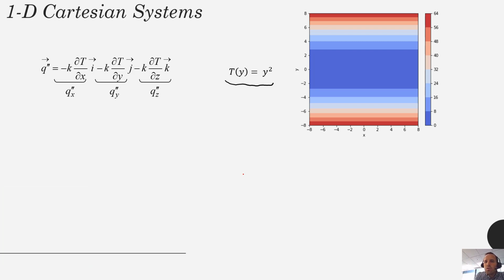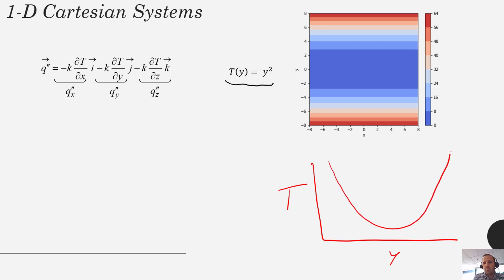So if we traverse this plot in the x direction, we see that there's no change in temperature. All of our isotherms are just these straight lines. So basically this becomes a one-dimensional system, and we don't have to worry about the x direction. If we plotted T with respect to y, we would expect just a quadratic here. So we could look at this in one dimension.